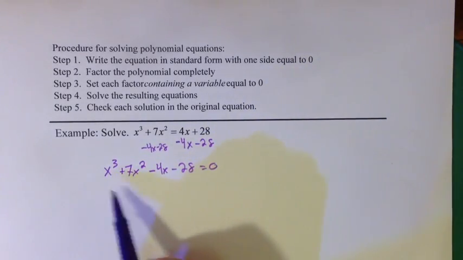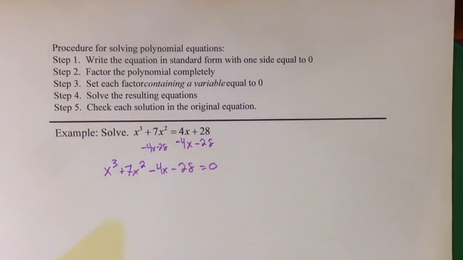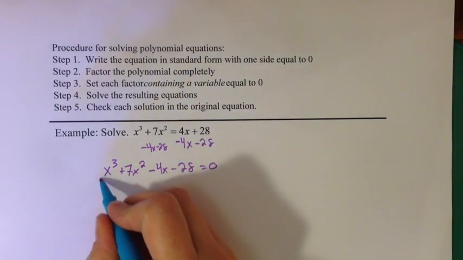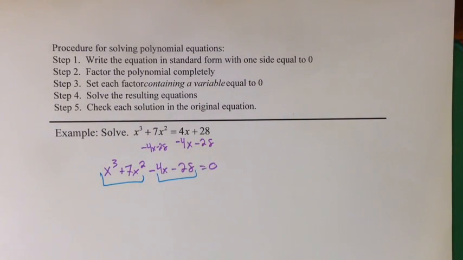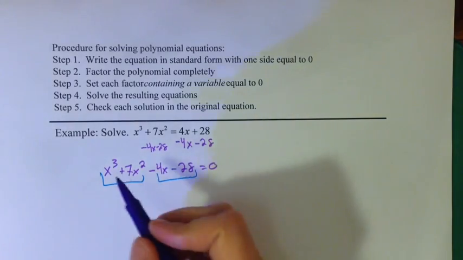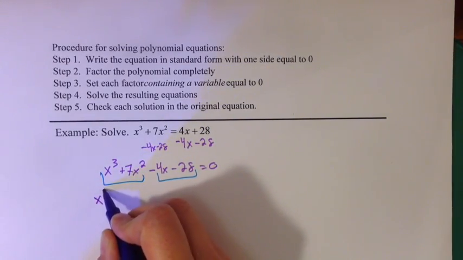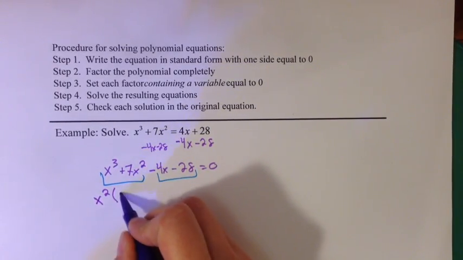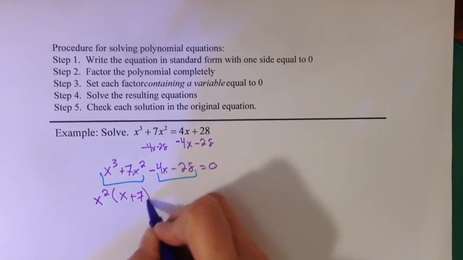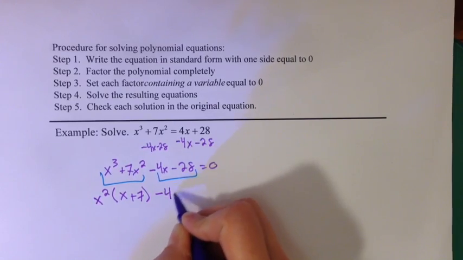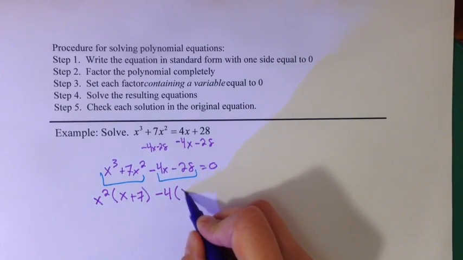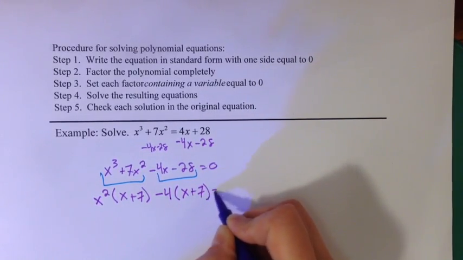Now I have a thing that has 4 terms. That suggests that I need to try factoring by grouping. So I'm going to go ahead and group my first 2 terms together and group my last 2 terms together. My first 2 terms have an x squared in common, so I'll factor the x squared out, which gives me an x plus 7 left over. My second 2 terms look like they have a negative 4 in common, so I'll factor out the negative 4, which also leaves me with an x plus 7.